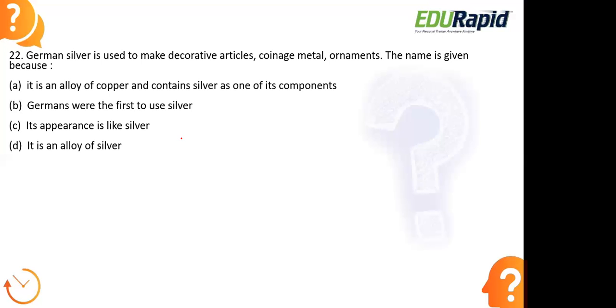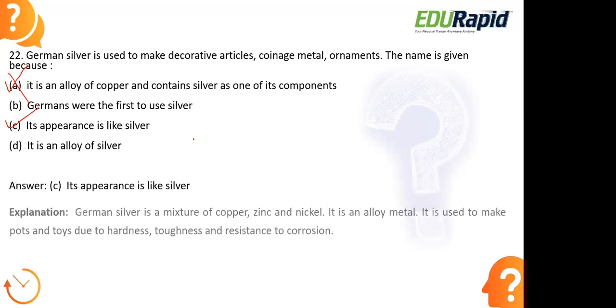Okay, let us look at the right answer here. Option A is the right one. Sorry, option C is the right one. It appears like silver. German silver is a mixture of copper, zinc, and nickel. So it is an alloy, right? An alloy material is a mixture of one or more than one metal. Here we have three of them, so it can be called an alloy.